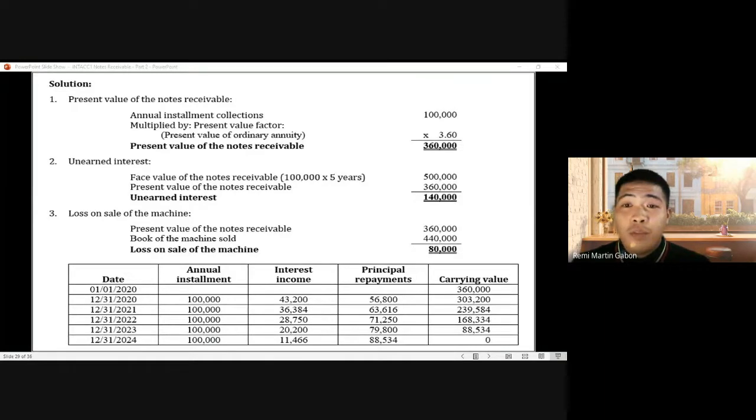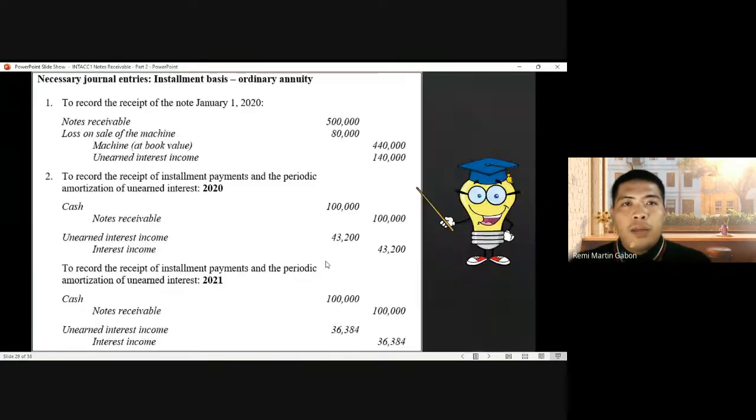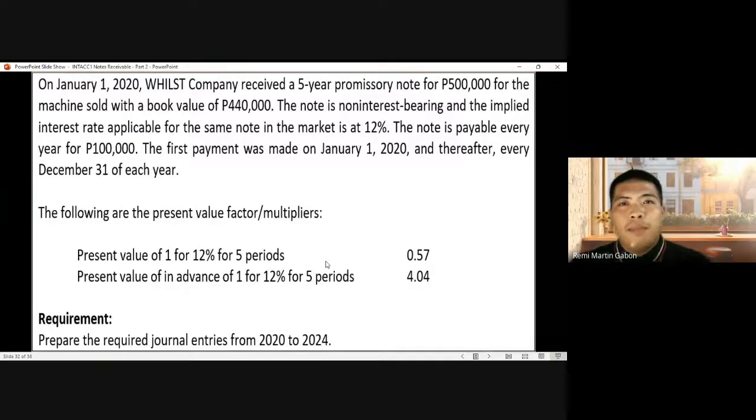So sige, magkano yun? Na-zero out ba? 140,000? O yun. Tama, meron. So yan ha, 140,000. So I hope na-appreciate nyo si amortization. Amortization schedule, we're going to reapply it when we proceed with investment. Meron din kasi doon. Okay? So moving on. Last problem.